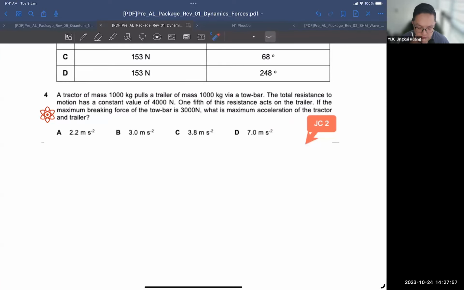All right. A tractor of mass 1000 kg pulls a trailer of mass 1000 kg via a tow bar. The total resistance to motion has a constant value of 4000 newtons. One fifth of this resistance acts on the trailer. So one fifth.